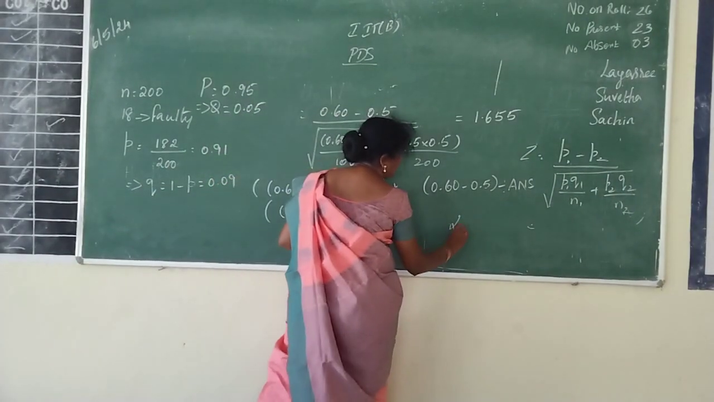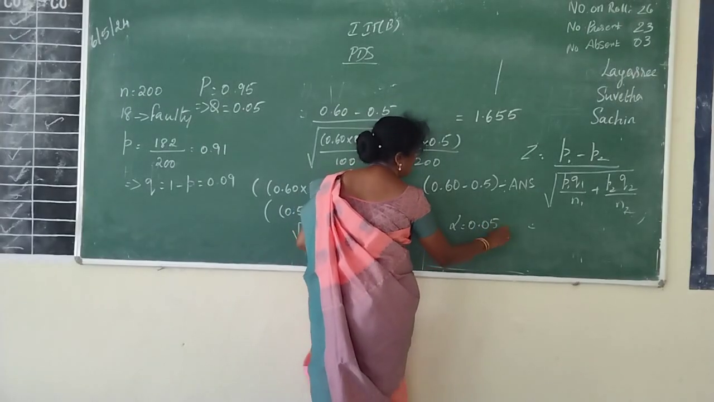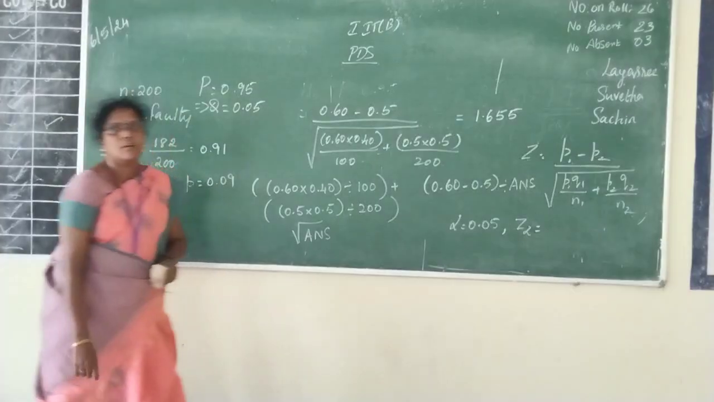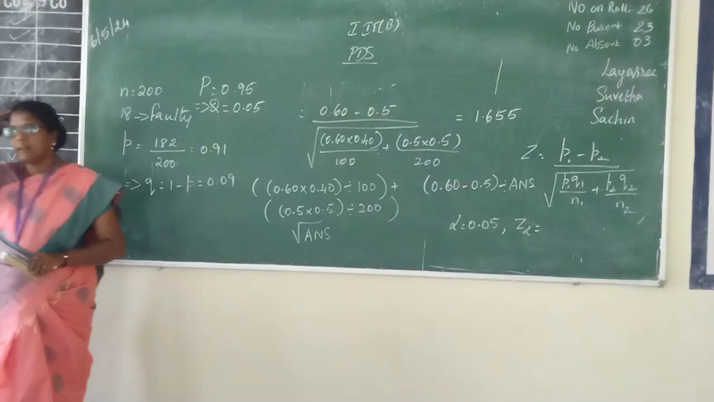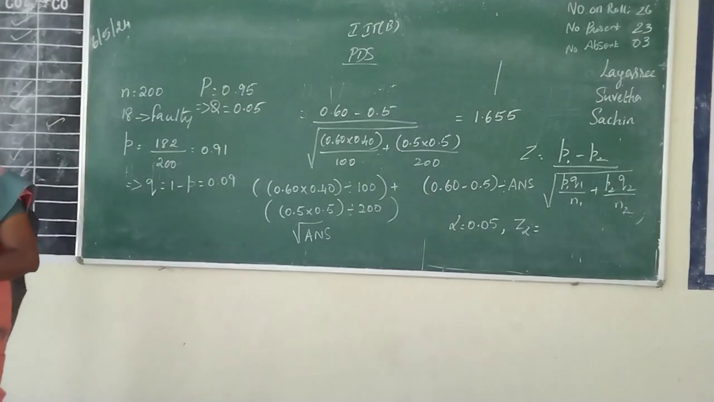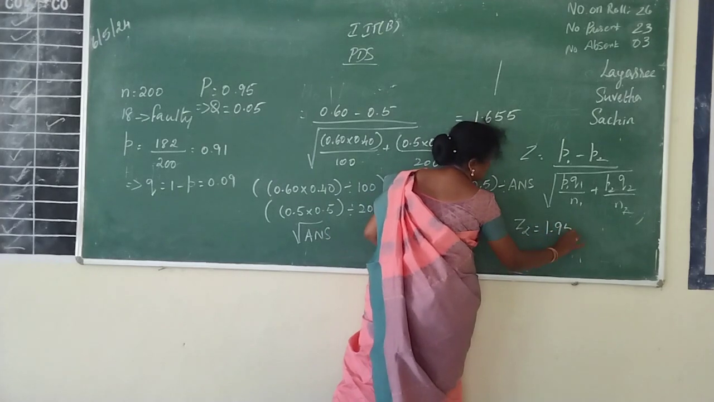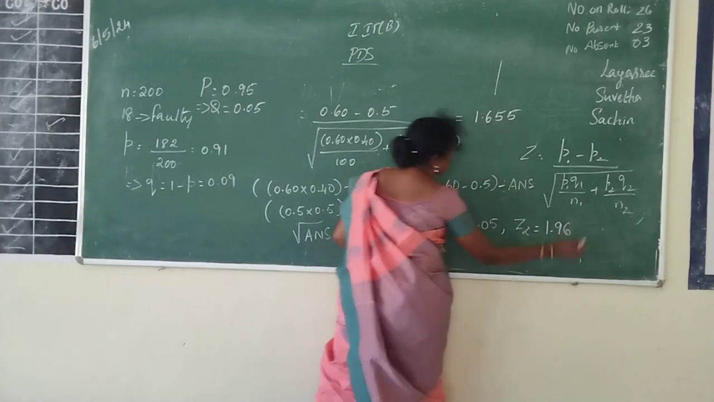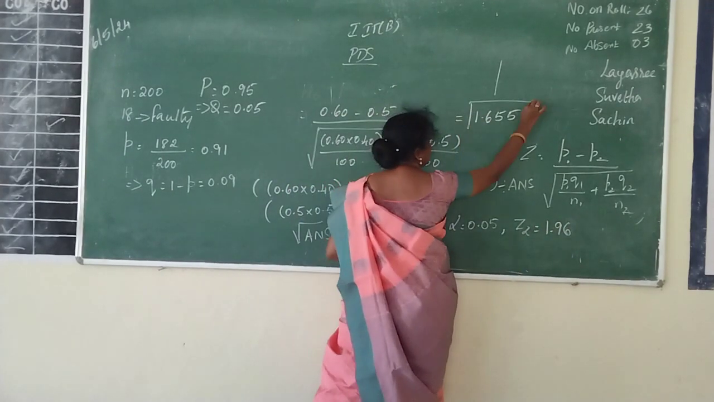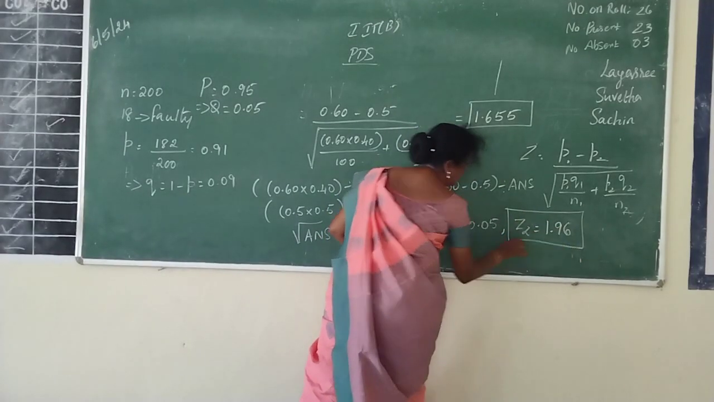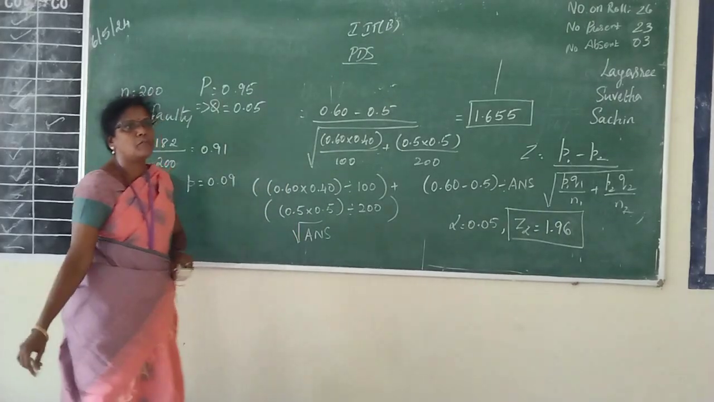Let alpha equal to 0.05. Find what is Z alpha. What type of test? One tail or two tail? Two tail, 5%. So what is the answer? 1.96. So you have to compare between the calculated value which you got by the formula and the table value which you are going to write. These are the two values that you compare.